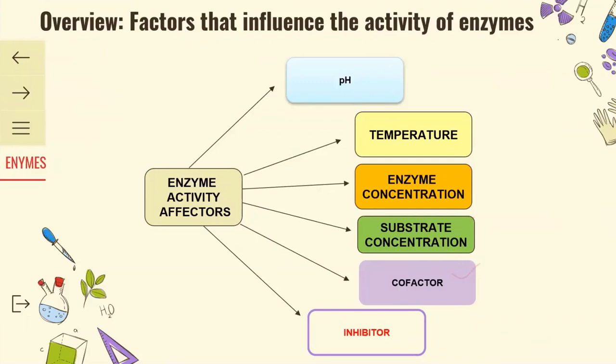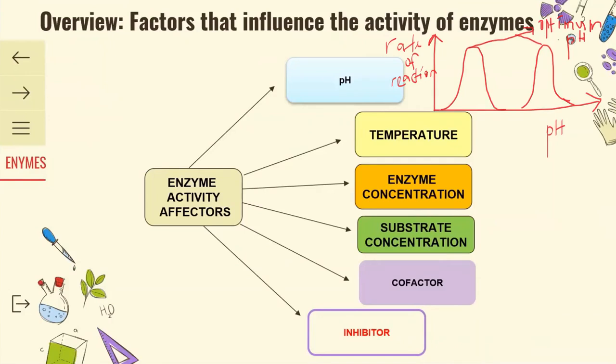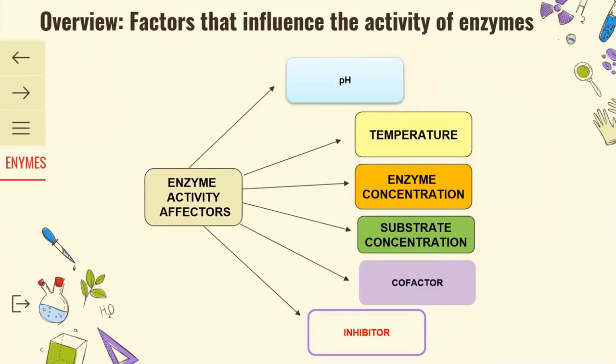For pH and temperature, all enzymes have a narrow range of pH and also an optimal temperature. If above the optimal pH and temperature, the enzyme will be denatured. Therefore, the rate of reaction drops. For enzyme concentration, the rate of reaction increases as the enzyme concentration increases. For substrate concentration also, the rate of reaction increases until the saturated point. Above the saturated point, the rate of reaction will be constant. Cofactor means the non-protein molecule that is needed by the enzyme to work more effectively and efficiently.